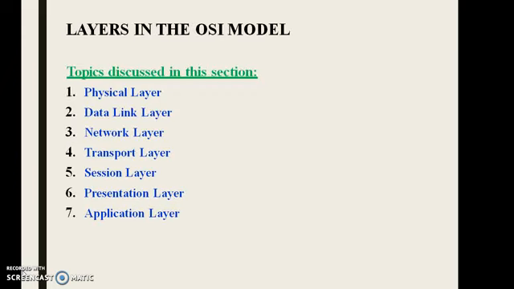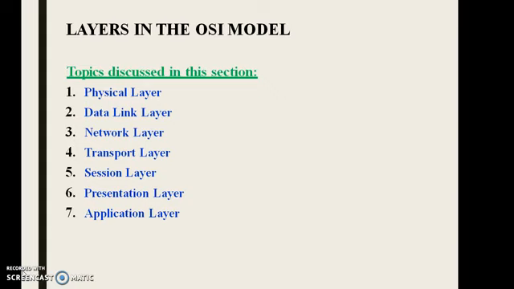Layers in the OSI model. Topics discussed in this session: first, physical layer, data link layer, network layer, transport layer, session layer, presentation layer, and application layer. The 7 layers can be split into 3 subgroups. Layers 1, 2 and 3, that is physical, data link and network, are the network support layers.